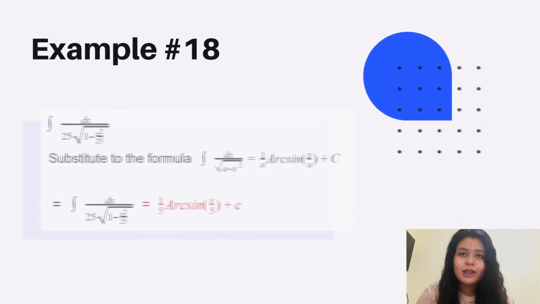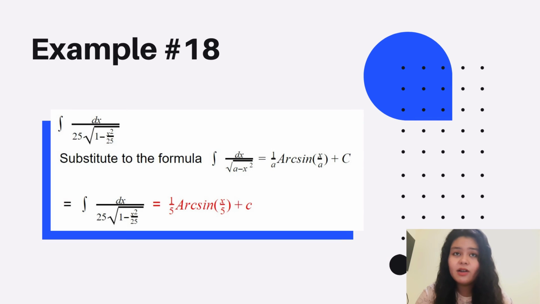For number 18, we need to find the definite integral of dx over 25 square root of 1 minus x squared over 25. And what we need to do is we need to substitute the equation to the formula. And the formula we're going to use is the integral of dx over the square root of a squared minus x squared is equal to 1 over a arc sine x over a plus c. And after doing that, we now have our final answer, which is 1 over 5 arc sine x over 5 plus c.